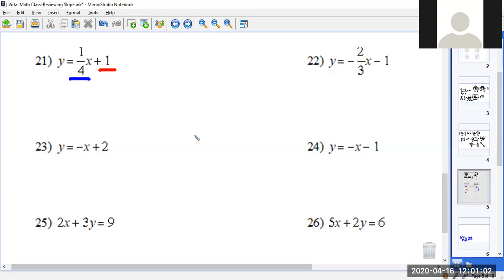Number 22. Negative 2/3 is the slope. And what's my y-intercept? The 1. Negative 1. Excellent. All right. Number 23. What we got?